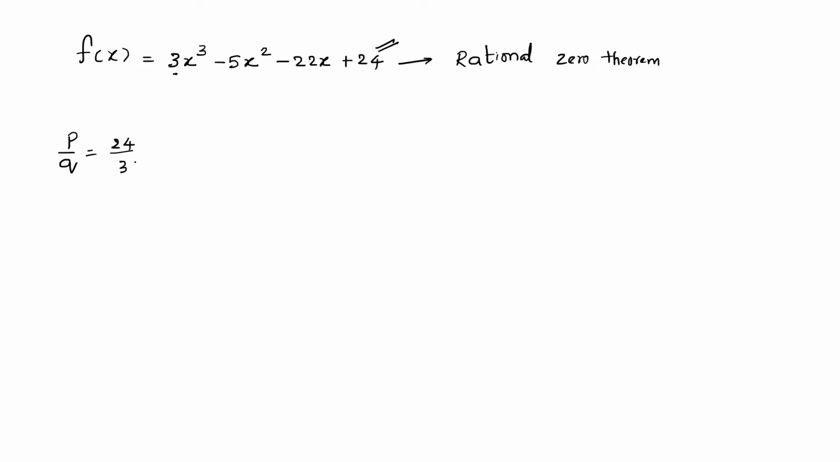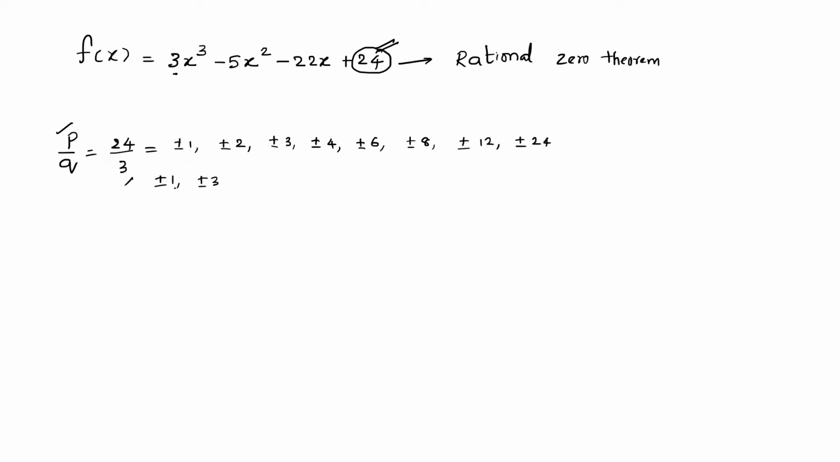So what we'll do is write factors for 24. Remember, the first number you have to take is 24, which is the constant number. Assume it as p, and we'll write factors for 24. So plus or minus 1, plus or minus 2, plus or minus 3, plus or minus 4, plus or minus 6, plus or minus 8, plus or minus 12, plus or minus 24. So 24 is divisible by 1, 2, 3, 4, 6, 8, 12 and 24. And for 3 we have factors plus or minus 1 and plus or minus 3.